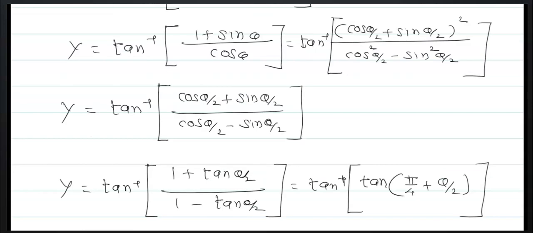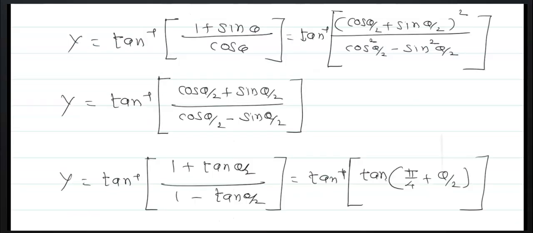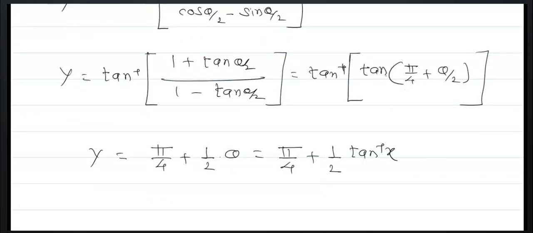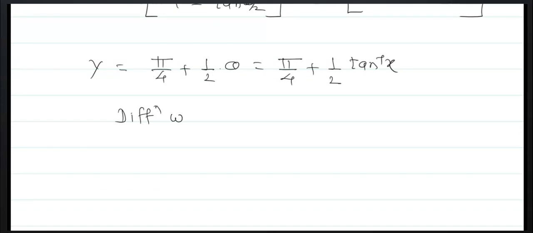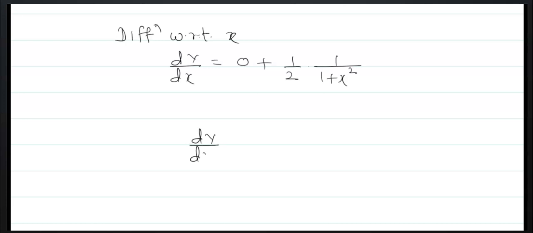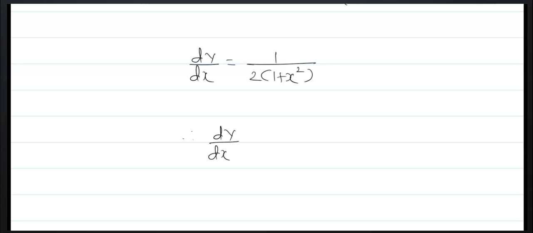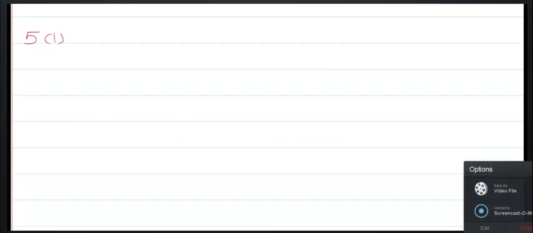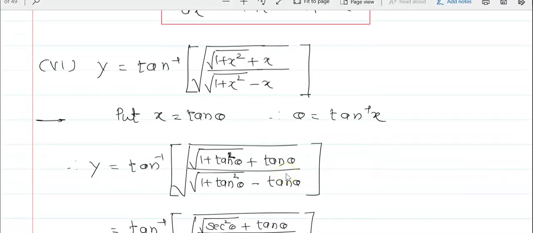Now differentiate this with respect to theta or x. We have the value of theta. What is theta? Theta is equal to tan inverse of x. dy by dx is equal to derivative of pi by 4 is 0, plus 1 upon 2, and tan inverse of x, its derivative is 1 upon 1 plus x square. Therefore, dy by dx is equal to 1 upon 2 into bracket 1 plus x square. This is the answer. Now see this question once again. I will scroll down, you can write on this.